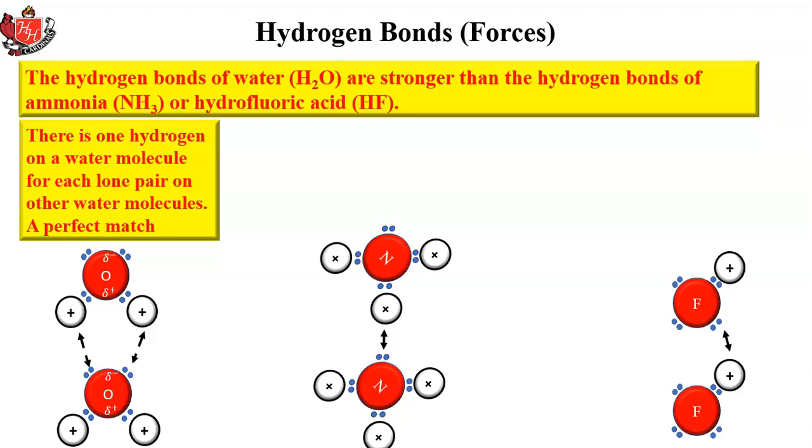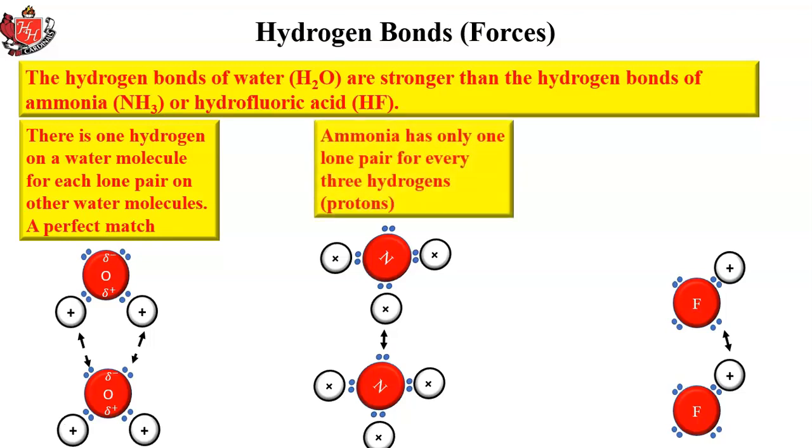You have two positive charges on one of the water molecules, and they can match up with two lone pairs on another molecule. Now, you never have it where two molecules line up the way those two are, but what you'll have is a perfect one-to-one relationship between protons and electrons. So that makes the strongest type of bond.